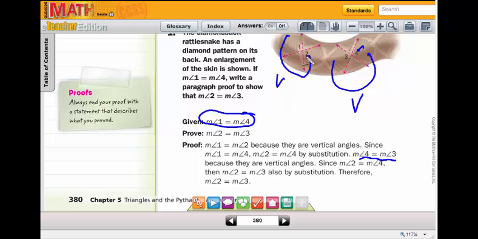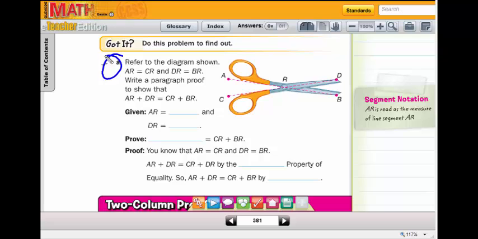Therefore, you can show that the measure of angle 2 has to equal the measure of angle 3 by substitution. Therefore, 2 equals 3. I would suggest you take a little bit of time and go through that step by step and make sure you follow that. Please press pause and do letter A.